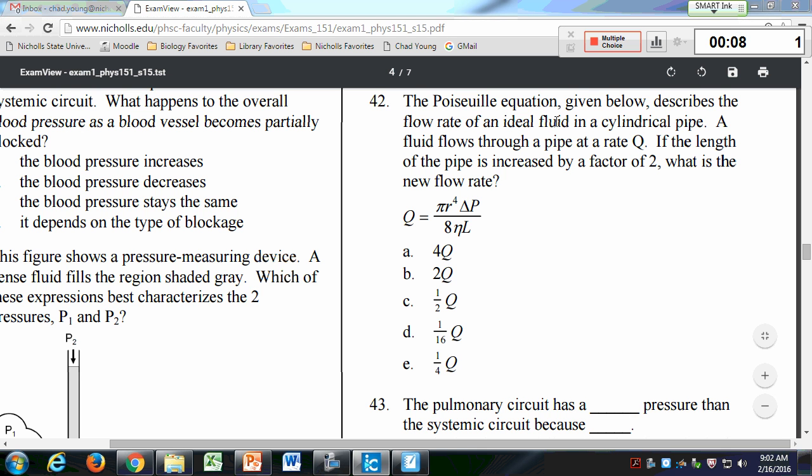Okay, so this equation given below describes the flow rate. We saw this last time. A fluid flows through a pipe at a rate Q. If the length of the pipe is increased by a factor of two, what is the new flow rate? So with everything, we have Q. What happens if we increase the length of the pipe by a factor of two? What happens to the flow rate?